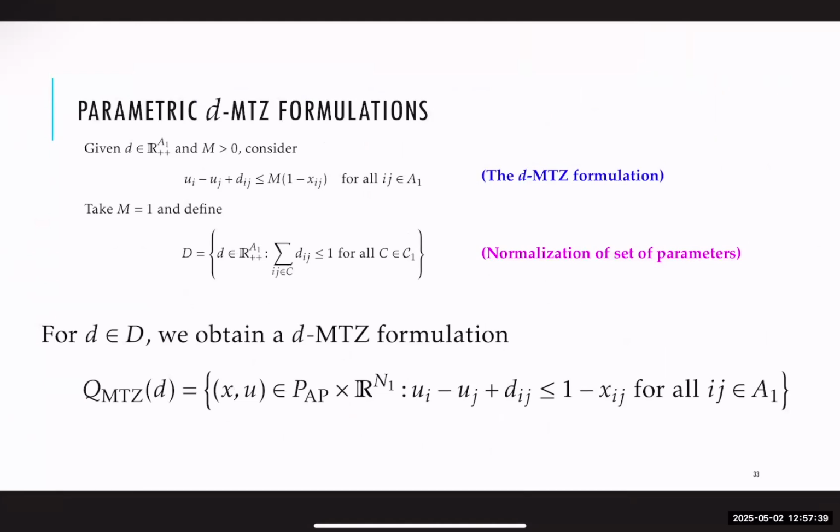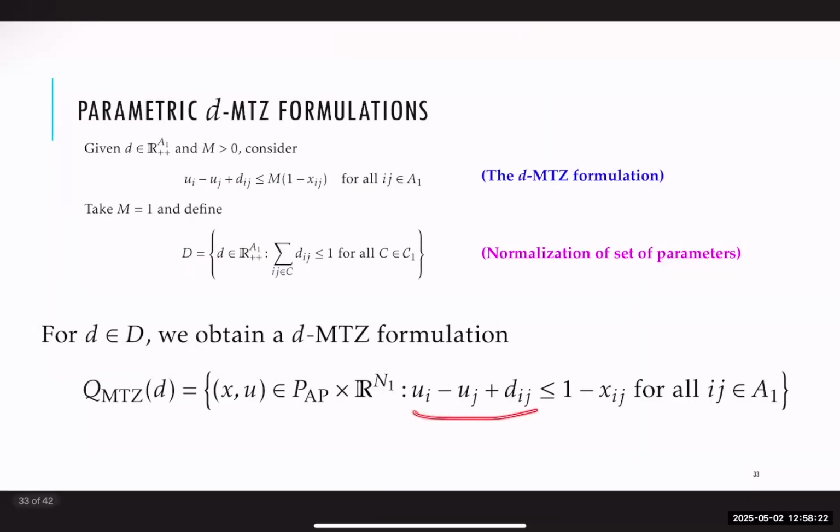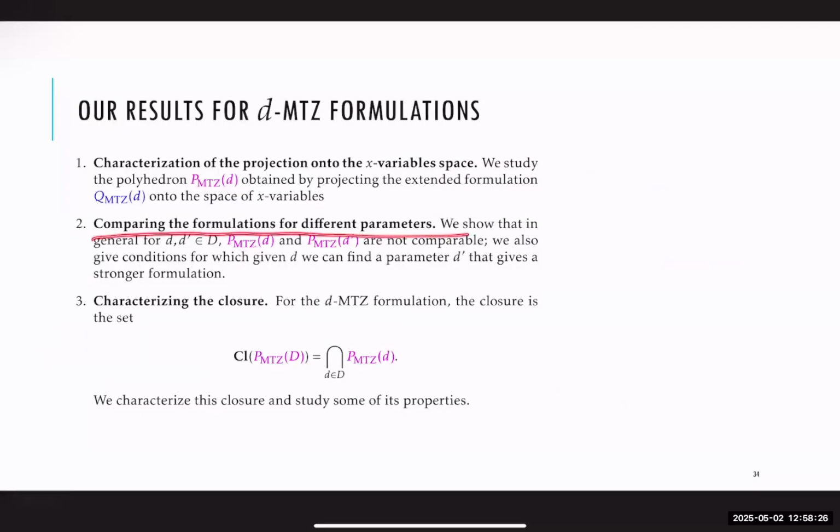But our main idea in this paper is to consider the MTZ formulation, but somehow parameterize this formulation by constants d_ij. Instead of ones, I consider almost arbitrary parameters, but these parameters must be taken to make a valid formulation, so they must be taken in this set. And we obtain a parametric version of the Miller-Tucker-Zemlin formulation. What are the questions that we study here? First, we characterize the projection onto the x variable space, because this has additional variables u_i, u_j. We compare the formulation for different parameters. One question is, is the original parameter of the MTZ formulation optimal or not? And we are also interested in the closure: what happens if we use all the formulations for all parameters at the same time?